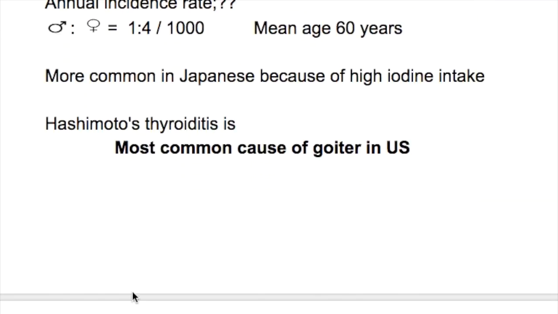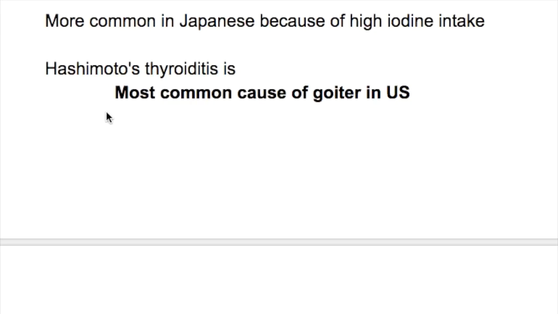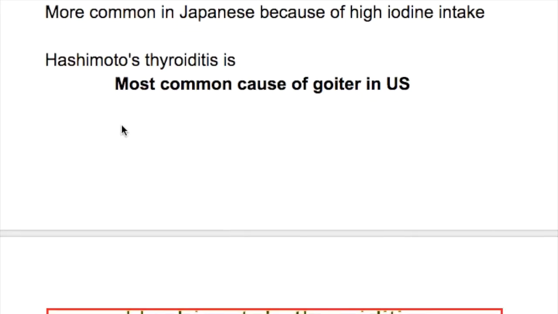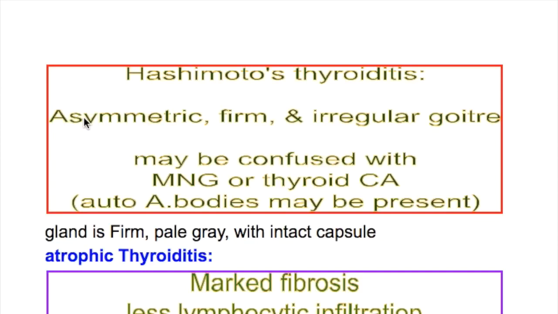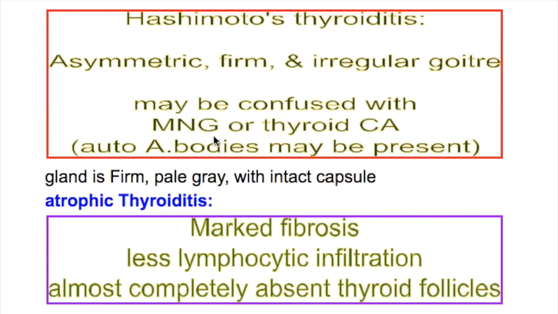What are the features of Hashimoto's thyroiditis? Hashimoto's thyroiditis is the most common cause of goiter in United States, whereas worldwide it is due to iodine deficiency. In Hashimoto's thyroiditis, the gland is asymmetric, firm and irregular, and may be confused with multinodular goiter or thyroid carcinoma, which may also have autoantibodies.